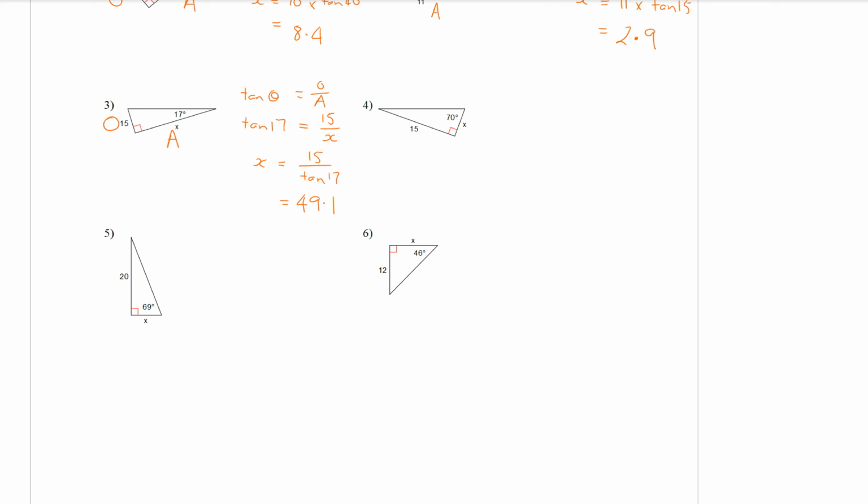Great. Do you want to have a try question 4? Get a head start on it. Label your triangle. Make sure you can do that bit. And write your formula down. So hopefully you've got an O next to the 15 and you've got an X next to that A, an A next to the X. Then your formula is tan theta equals O over A. Okay, try subbing into that formula.